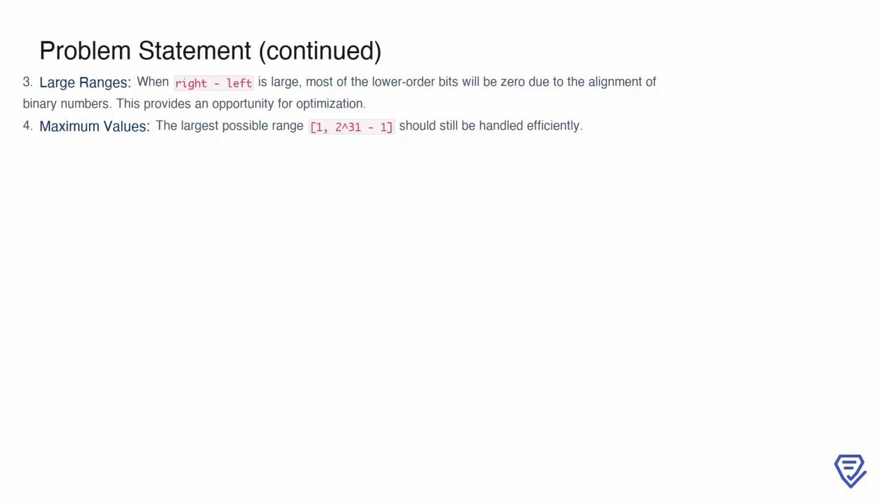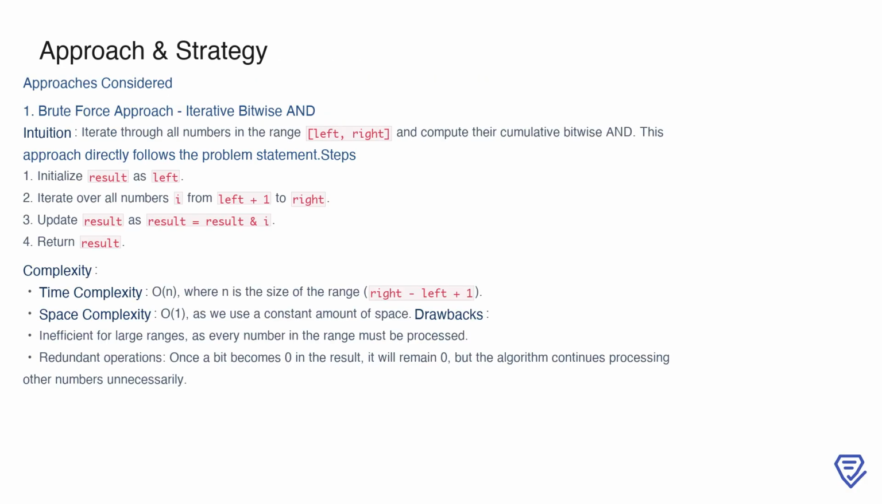To solve the problem, let's first consider the brute force approach. The idea here is straightforward. We iterate through all the numbers in the given range, from left to right, and compute their cumulative bitwise AND. We start by initializing the result as left, since it's the first number in the range.